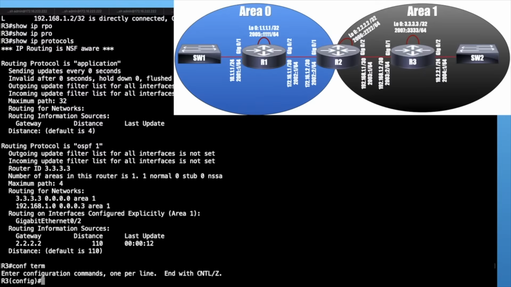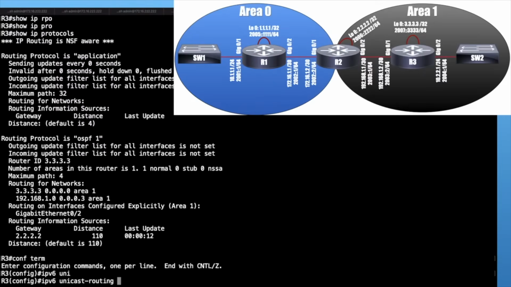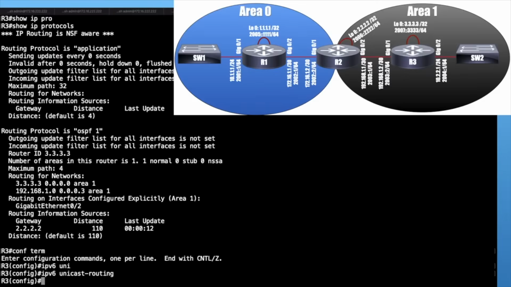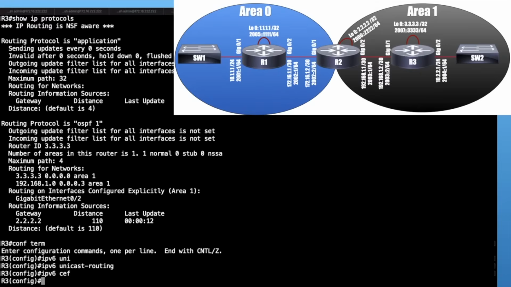So let's turn it on. I'm going to say IPv6 unicast routing. If I don't do that, we're not routing IPv6. And something that I just personally like to do, I like to say IPv6 CEF, that Cisco Express Forwarding, that just makes the forwarding more efficient. Not required, just something I like to do.